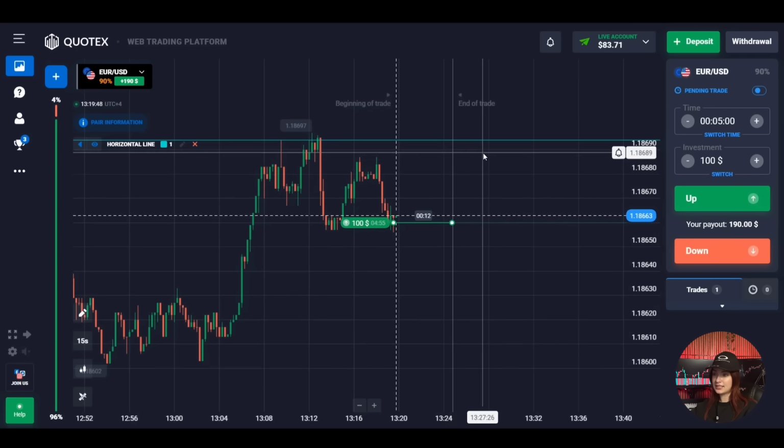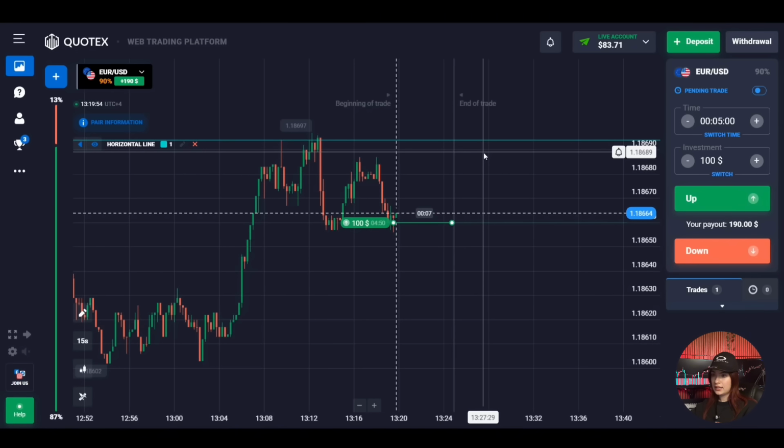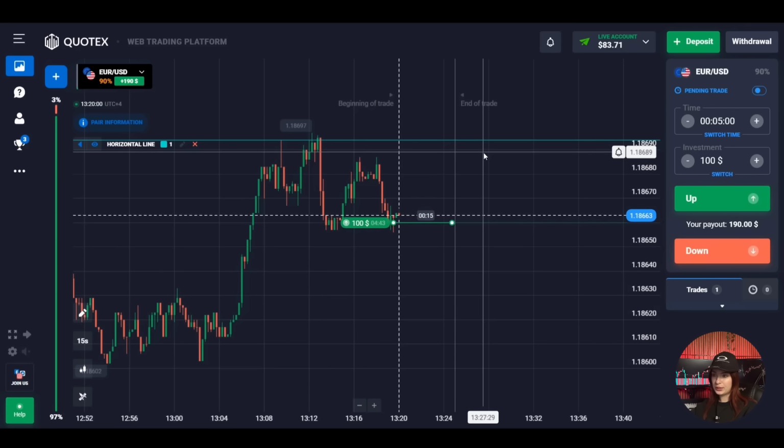And as you can see, guys, I also think that in the near future, the price will move to the resistance level, because the price has a good potential to go up. Guys, on this movement, we will try to earn money.